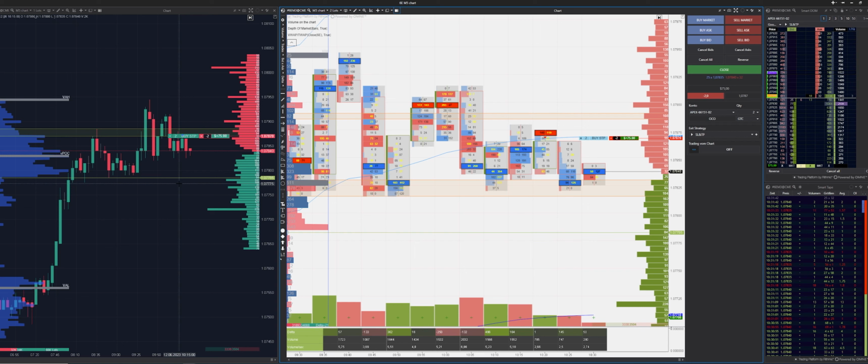In terms of footprint, we had a nice sell setup. Also this nice fake out here, or potential fake out. But we obviously need more sellers to come in, otherwise the support will not break.